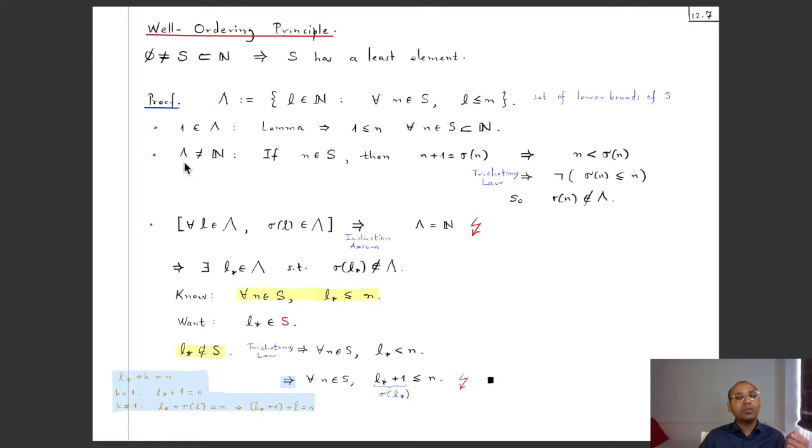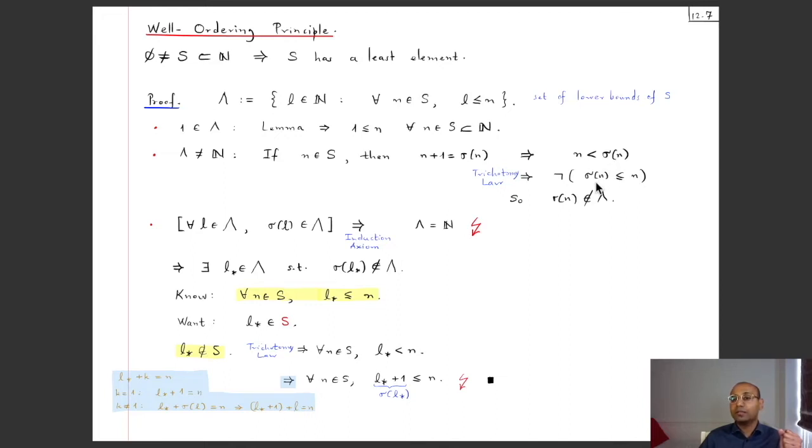Now let us show that lambda is not the whole set of natural numbers. So let's take any element n belonging to S. Then n plus 1 is the successor of n. And so to n I have to add this natural number to get sigma n. So we know that n is strictly less than sigma n. Then by the trichotomy law, it follows that it is not the case that sigma n is less than or equal to n, because this prevents that from happening.